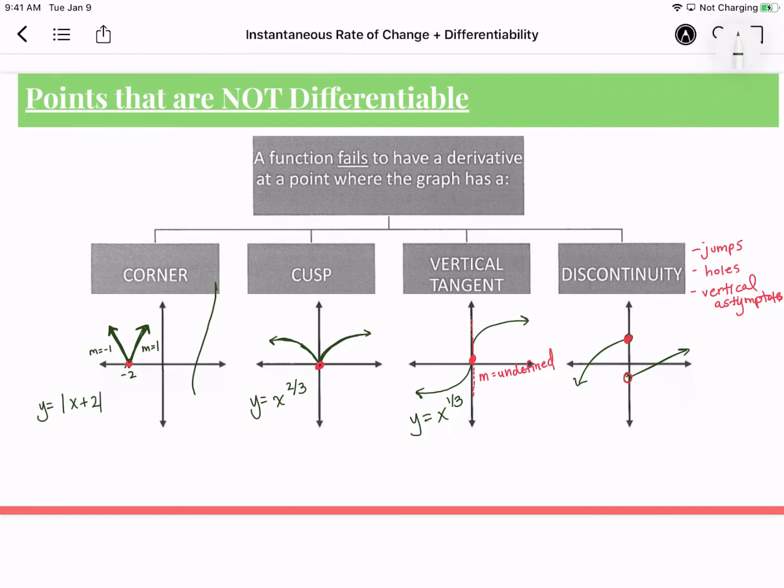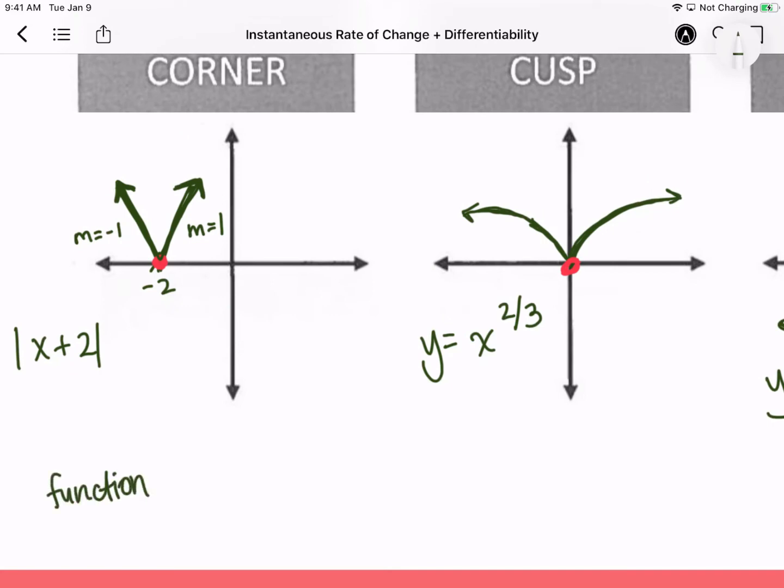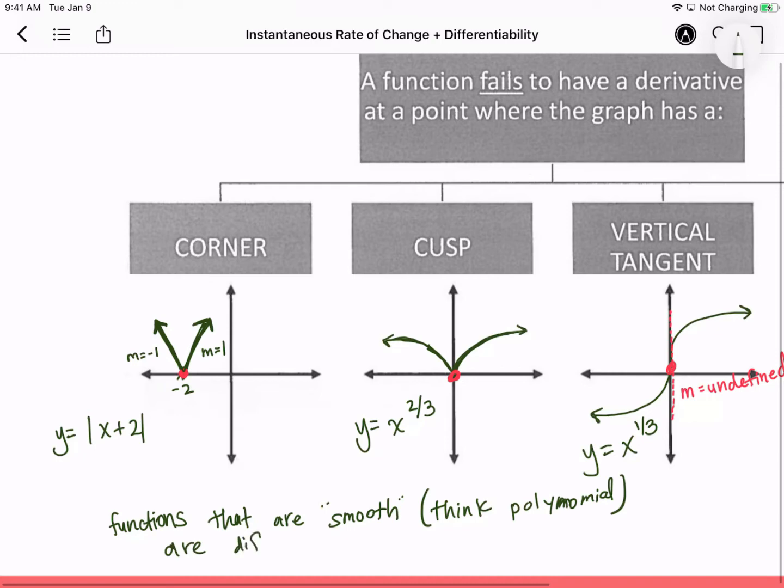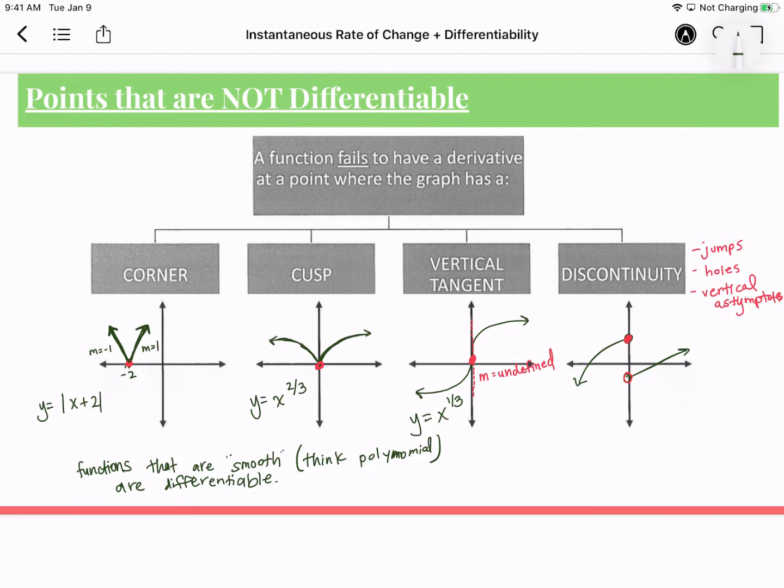So functions that are continuous, or functions that are smooth. And I know this seems like a weird way to describe a function, but ones that are smooth, like a polynomial, so all polynomials are differentiable. These are the ones that are differentiable. Whew, tough word to spell. But if they're smooth, so if they don't have a corner, cusp, vertical tangent, or discontinuity, then they're differentiable. So this includes all lines, all polynomials, logs, exponents. Those are nice smooth functions.